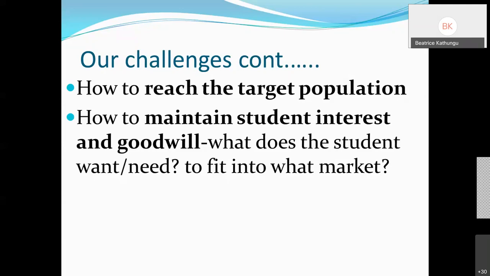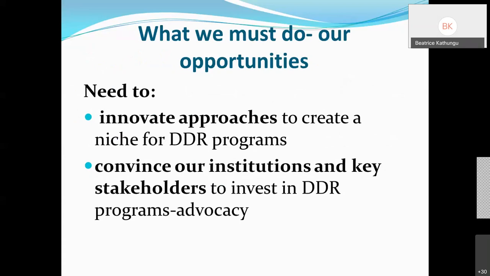Student interest and goodwill is something we need to sustain because at the end of the day, our target market is these students. So what do we need to do? We need to think about how to be innovative. How do we create a niche for our drug demand reduction program? How do we convince our institutions and key stakeholders to invest? So we must do a lot of advocacy. Remember in one of our UTCs, we talked about advocacy. We were advocating for clients. Now here, we are advocating for the program. So we switch from advocating for clients to advocating for the program.